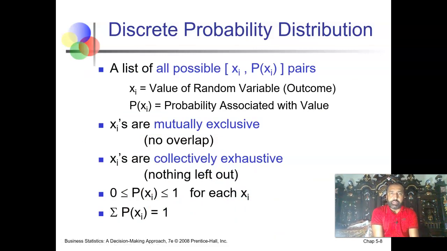Now these are some characteristics of a discrete probability distribution. If x is the value of the random variable outcome and p is its probability, x outcomes are mutually exclusive, there is no overlap, and they are collectively exhaustive, nothing left out. These two important rules we should remember here: the value of the probability lies between 0 and 1 inclusive, which means that it can be greater than or equal to 0 and less than or equal to 1. However, if we sum the probability of all the outcomes, that will be equal to 1. The sum of all probability will always be equal to 1.